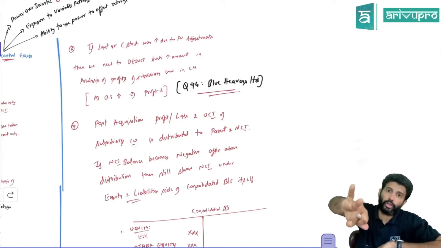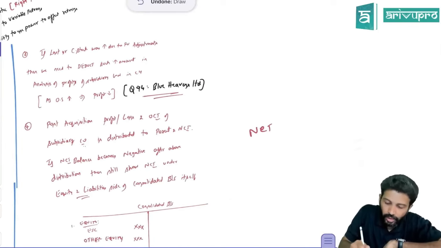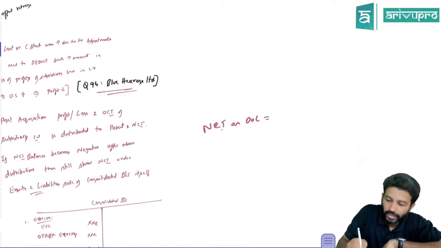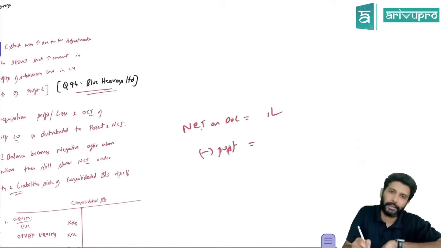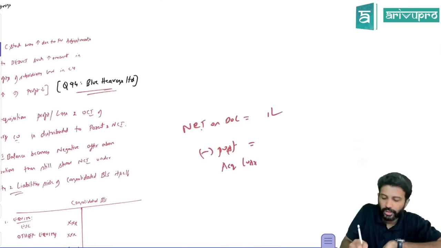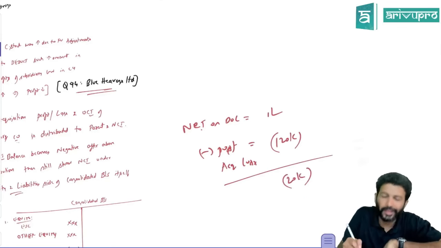Since you're distributing loss also, NCI balance may become negative. Let's say NCI balance on the date of control was, let's say, 1 lakh. But post-acquisition profit means you add because net asset will increase. If it is post-acquisition loss, you'll reduce. NCI share of post-acquisition loss, let's say, is 1,20,000, assumption. Okay, that means in this case, NCI balance has become negative.